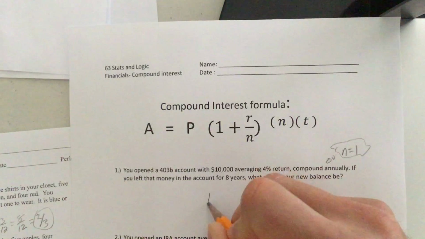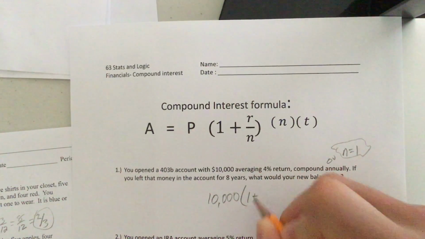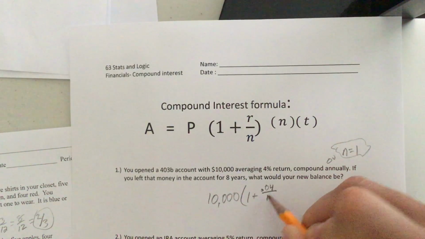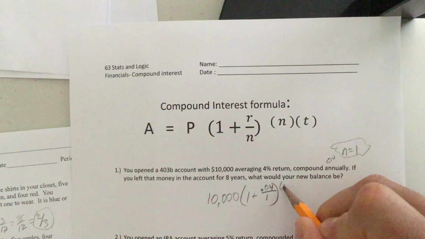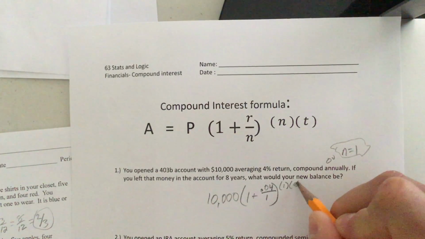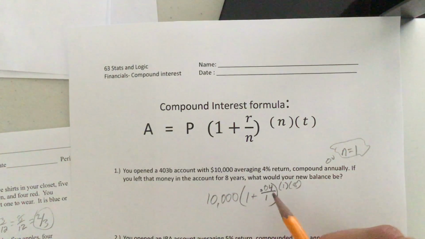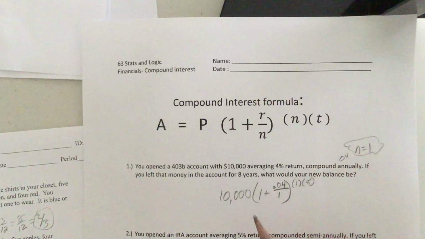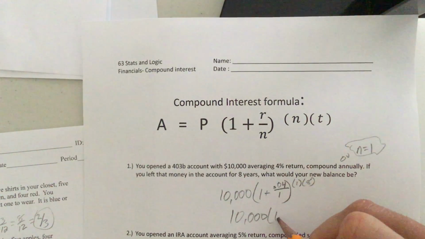Okay, so our principal, $10,000 times 1 plus our rate, which is 0.04, divided by 1, all that to the 1 times 8 power. Now, you and I both know that 0.04 divided by 1 is that, 1 times 8 is that. So just for simplistic purposes, I'm just rewriting here.